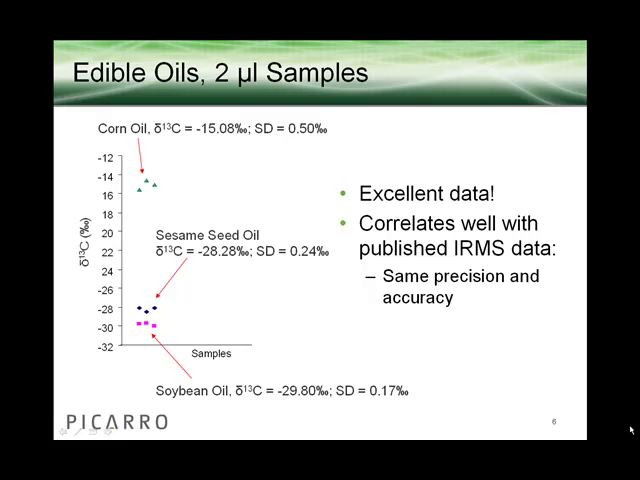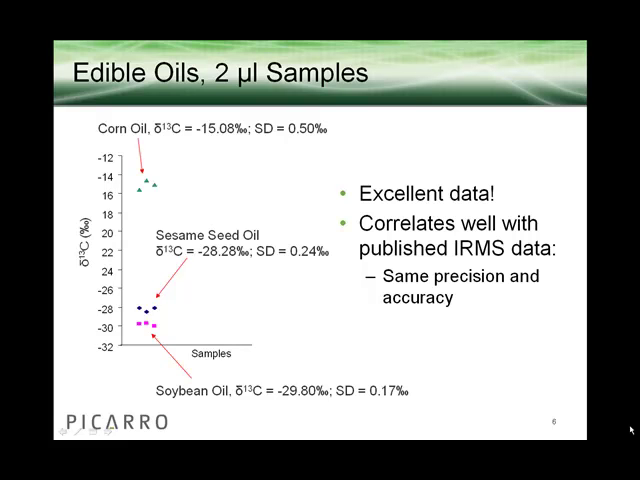Here we have combusted 2 microliter samples of 3 types of edible oil: soybean, sesame seed, and corn oil. Each sample took about 10 minutes for combustion, data acquisition, and analysis, and for these 3 oils we see highly consistent data with standard deviations of 0.17 per mil to 0.5 per mil.